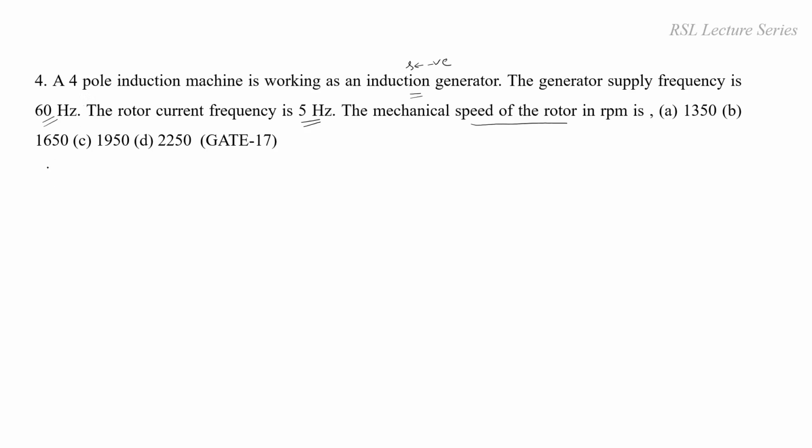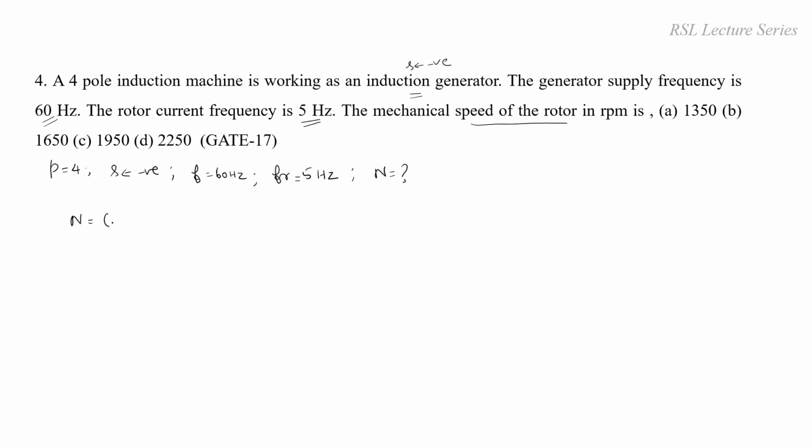First we'll write the given data. The number of poles P is equal to 4. It is working as an induction generator, so slip will be negative. The supply frequency F is equal to 60 Hertz in this case, and the rotor current frequency FR is equal to 5 Hertz. We have to find the speed of the rotor. This is again a straightforward question.